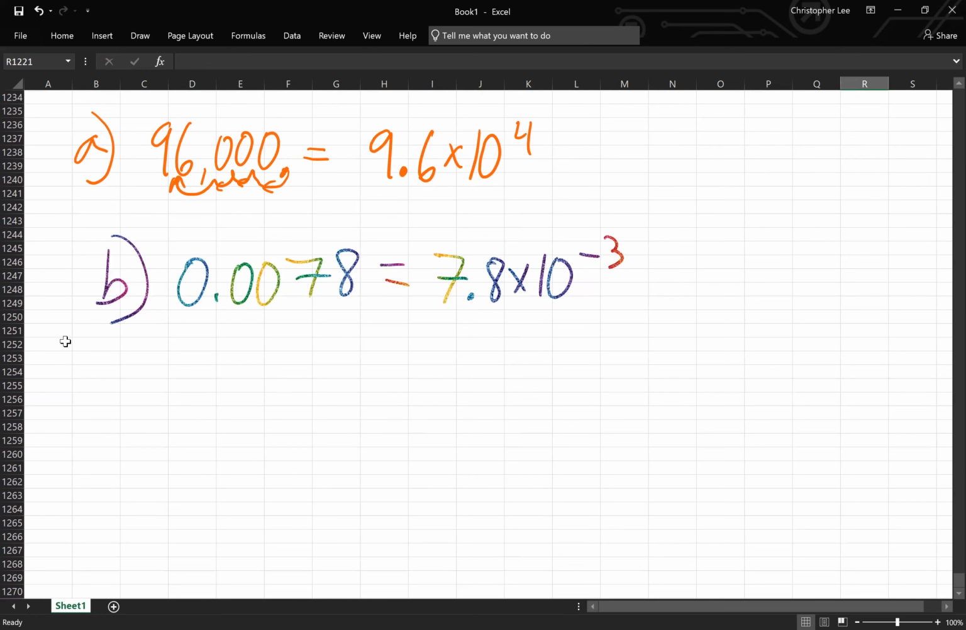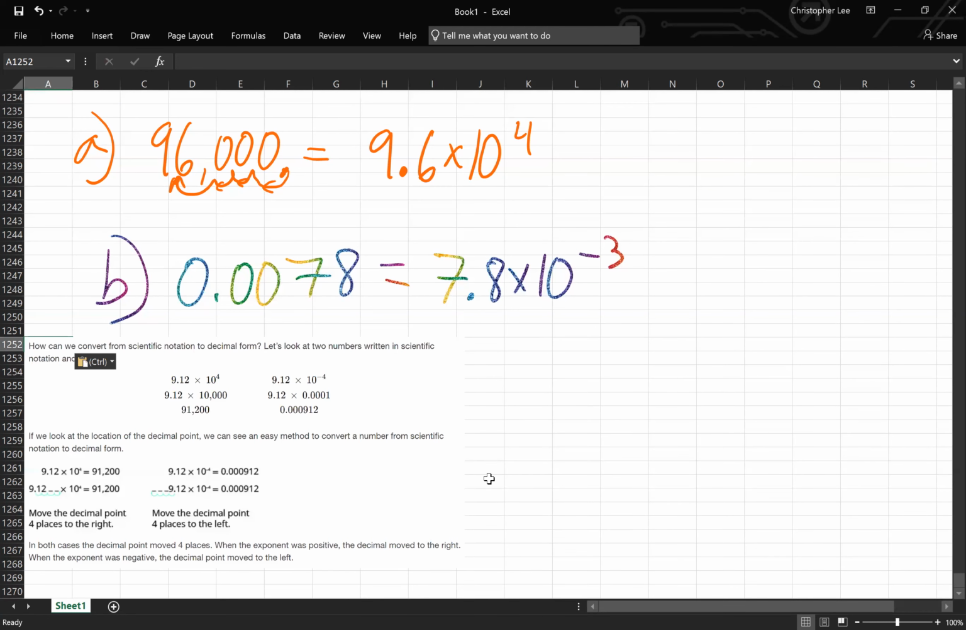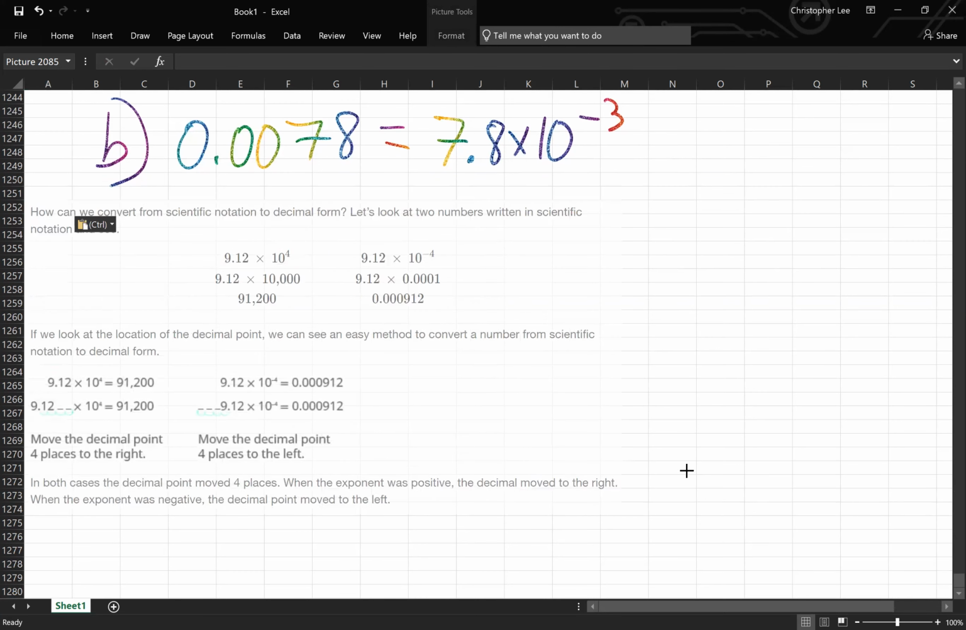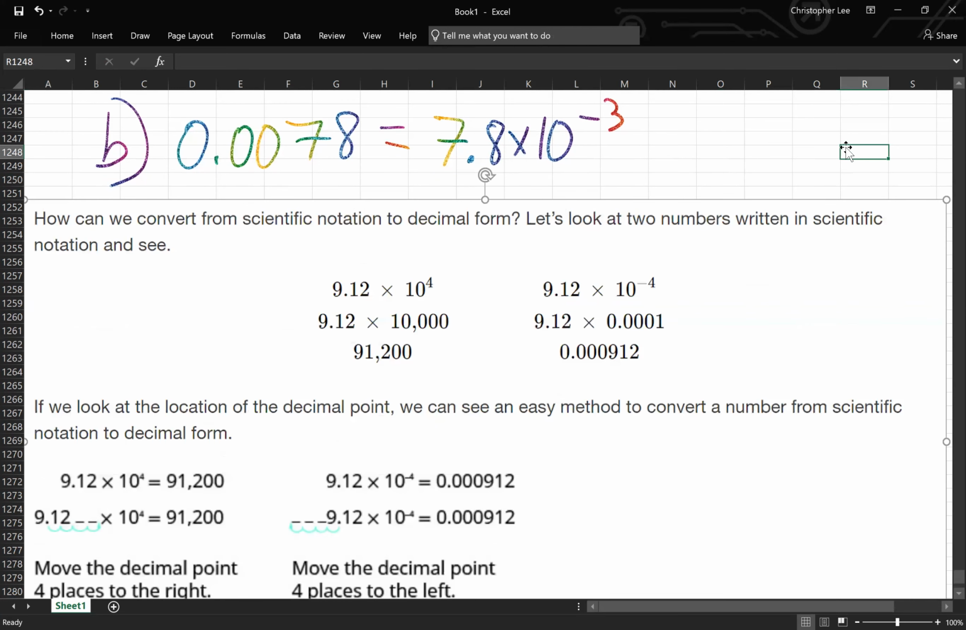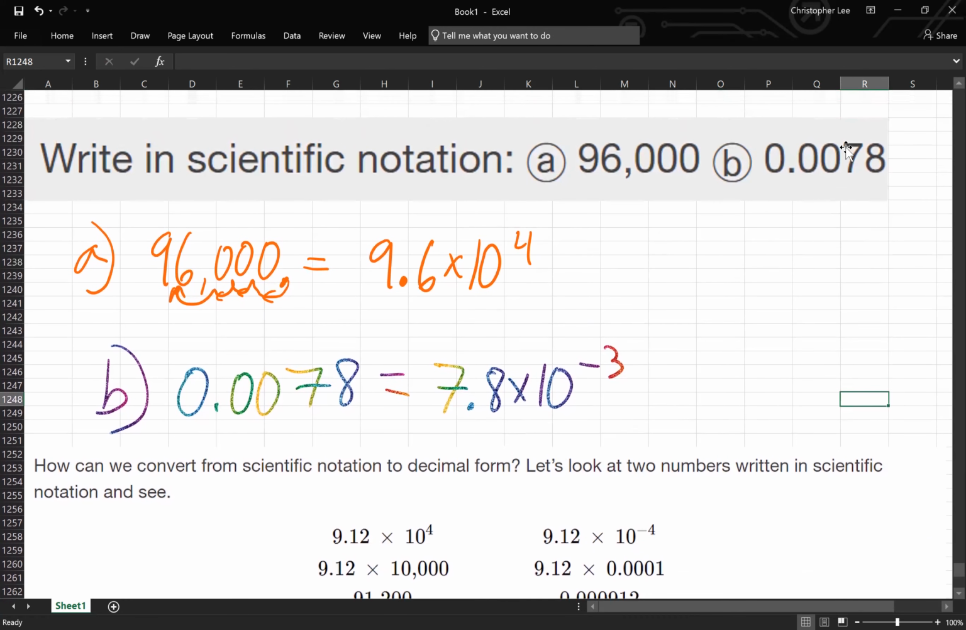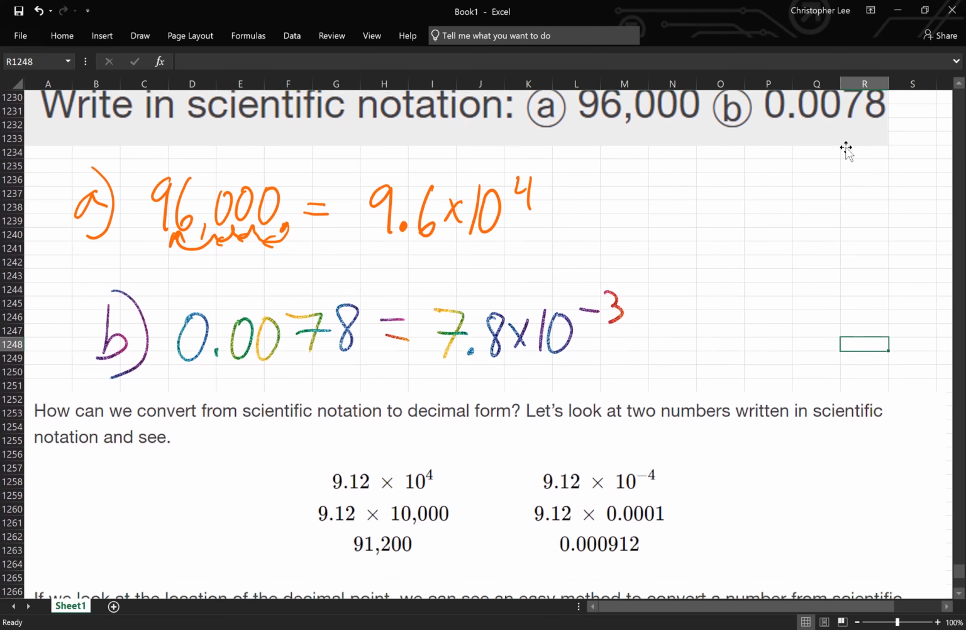So now, let's look at this. How can we convert from scientific notation to the decimal form? So let's look at two numbers written in scientific notation. So I have 9.12 times 10 to the fourth power, 9.12 times 10 to the negative fourth power. So we know that 10 to the fourth is actually 10,000. So 9.12 times 10,000, that gives us what? 91,200. That's simple. Just multiply them and you get your answer back out.